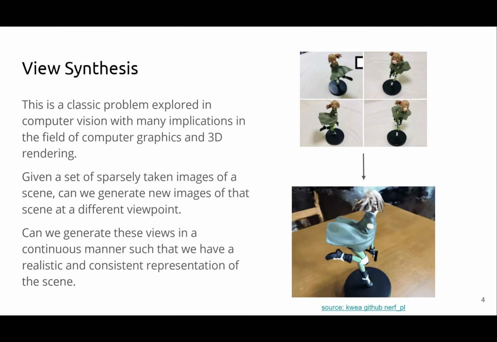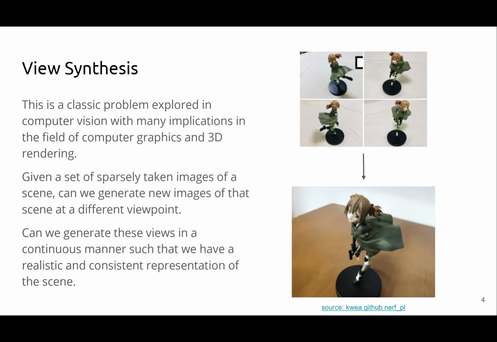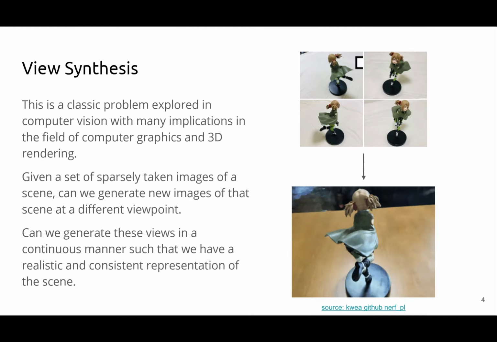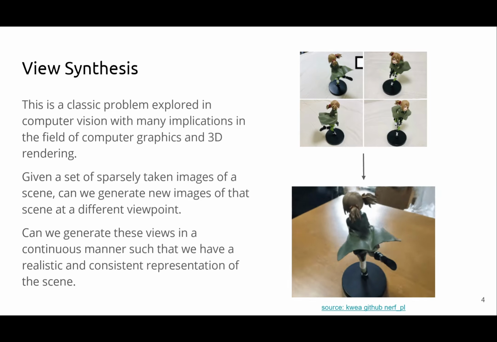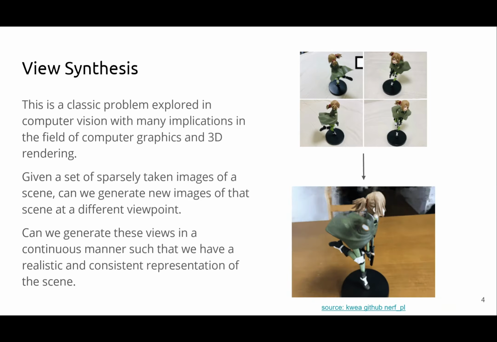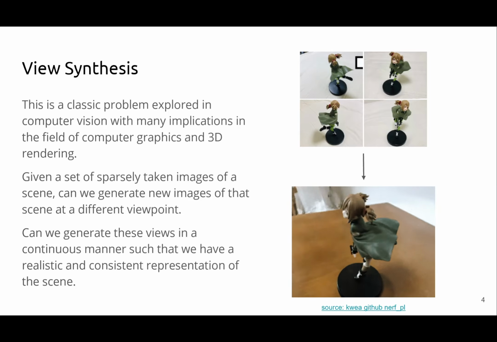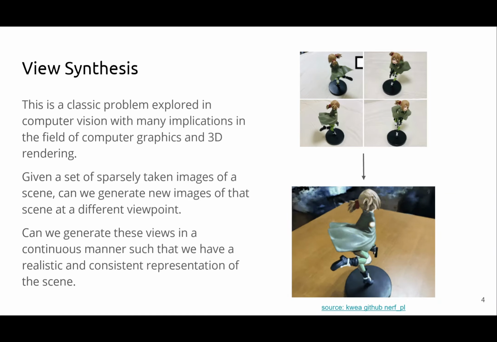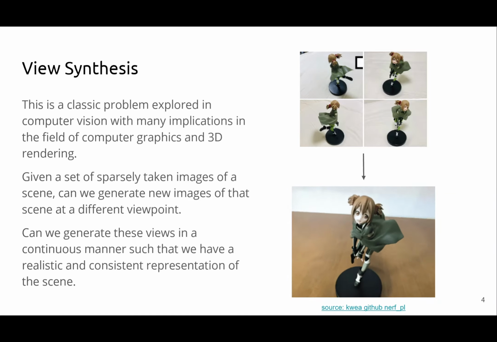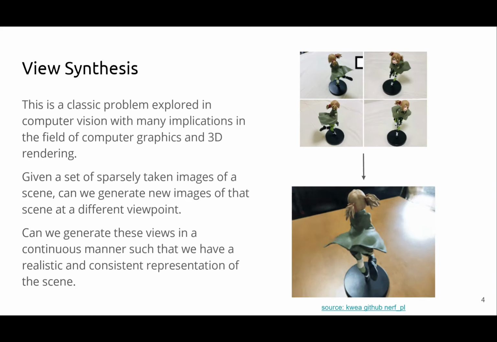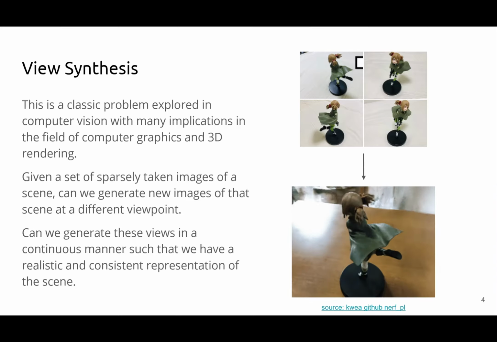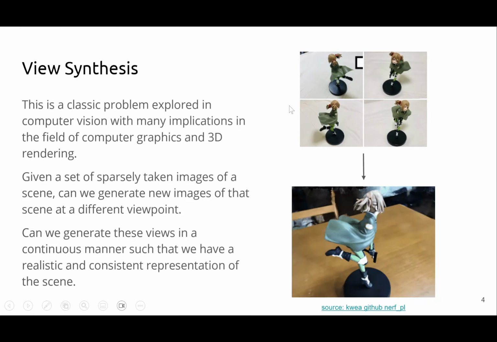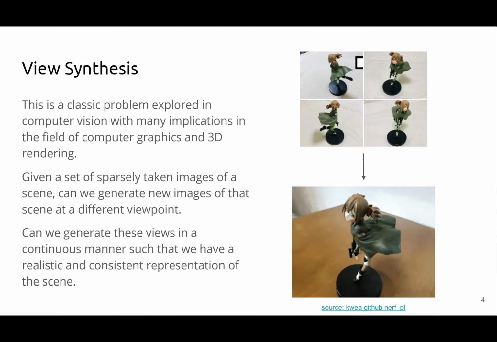The first question pertains to a specific problem explored in computer vision known as view synthesis. What it is basically asking is, given some images of a scene, can we generate new images of that scene at a different viewpoint? And can we do it in a way that's a continuous, realistic and consistent representation of the scene? Here you can see an example output of a neural radiance field.